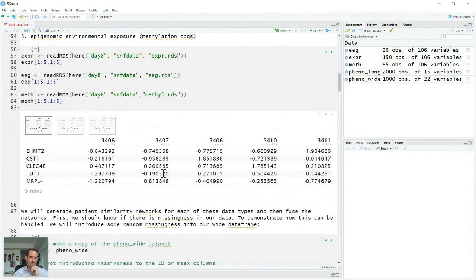Each one of these columns is a person. It's one of our individuals. It's a transposed table. And each row is a gene. You often see gene expression data is almost always organized in this way with subjects as columns.